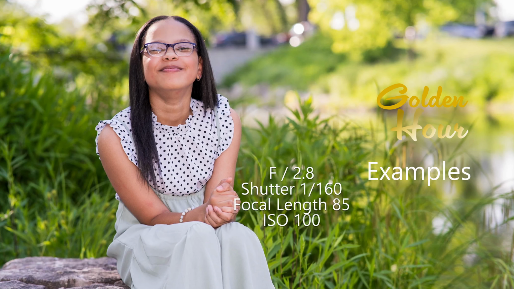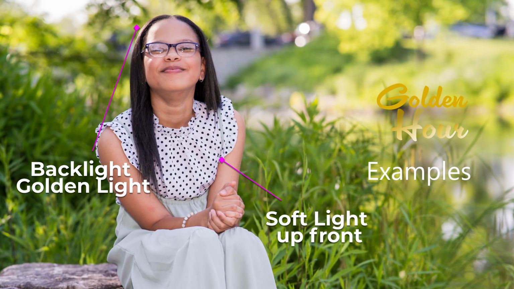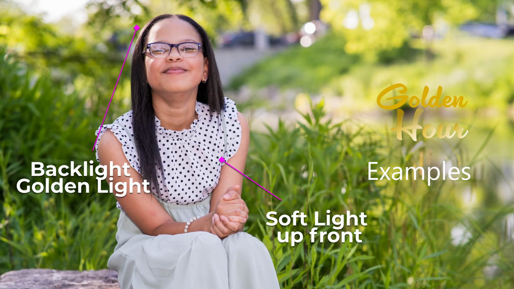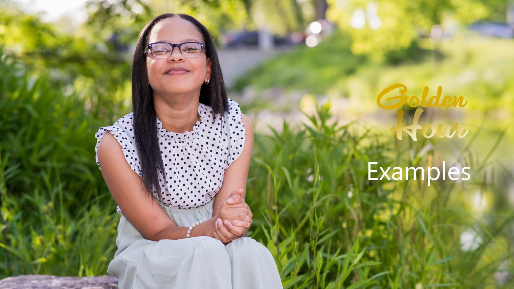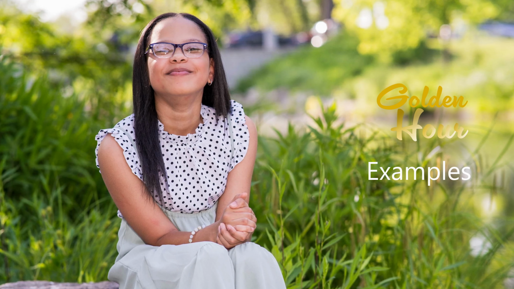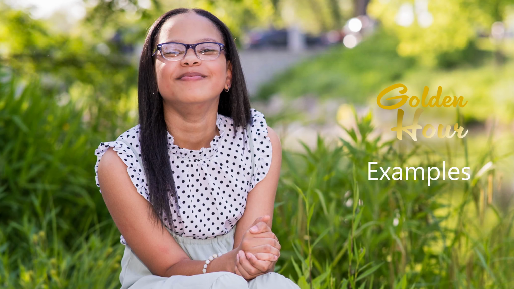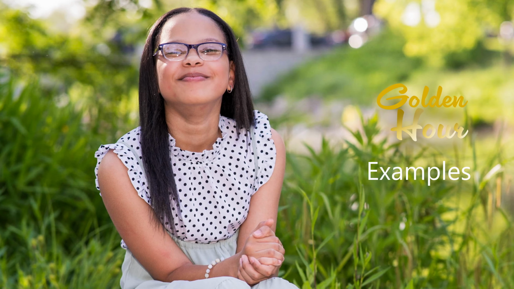Got my little cousin here. We were out shooting some photos at golden hour for her, and we got the sun behind her with a little golden kiss coming across her forehead and nice soft light in front, right? Beautiful use of golden hour sunlight. When you're dealing with natural light, it very much depends on how you place your subject in the environment. Place them weird, you'll get weird results. Place them nice, nice results, right?